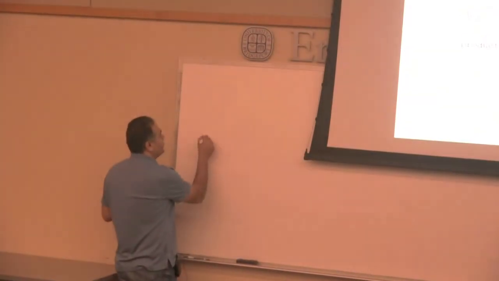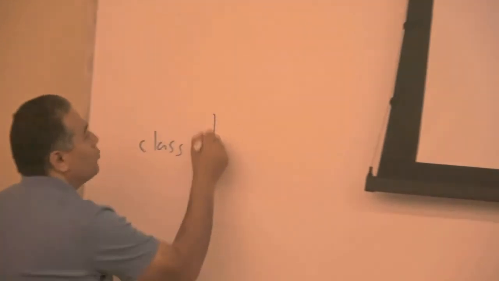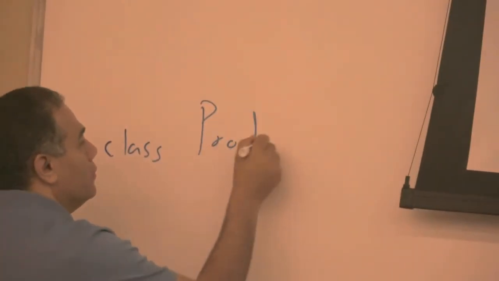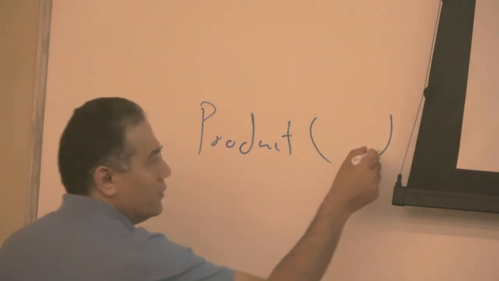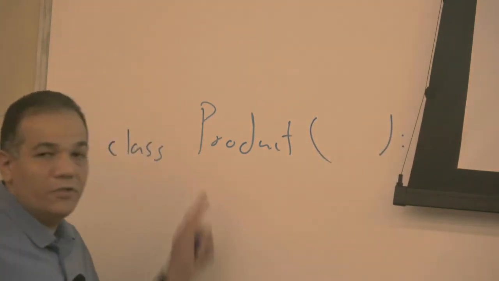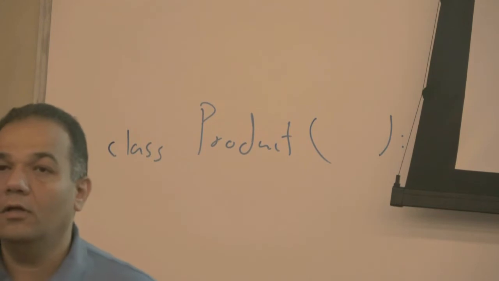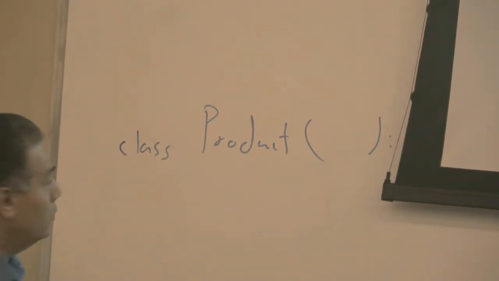So for example, in our class here, we say class product, and we put it like this, and a colon. Where is it derived from? From object. You could put it in here.